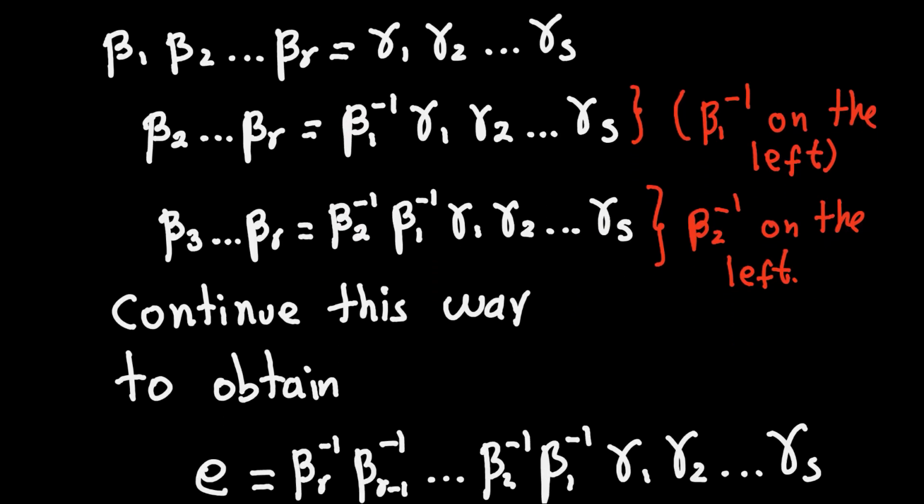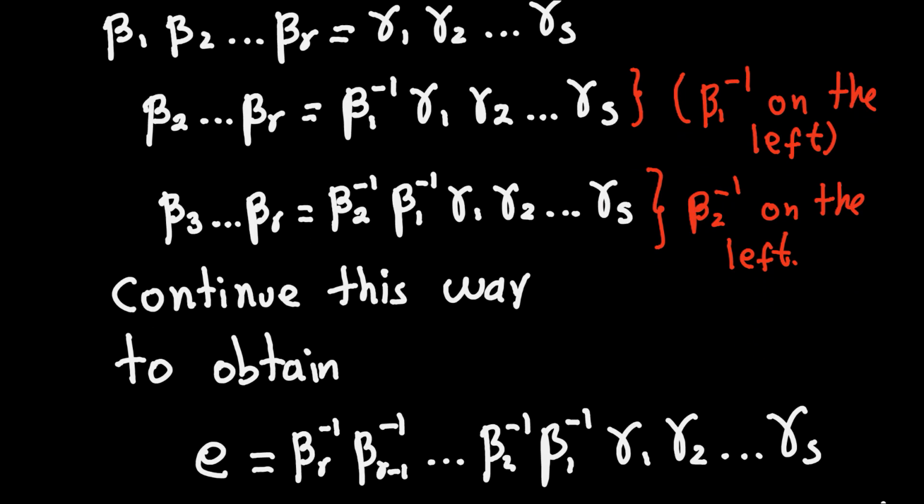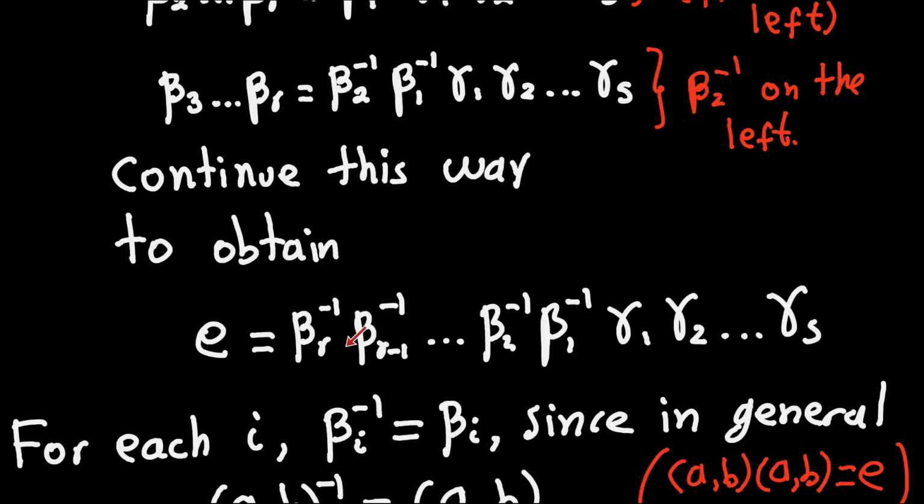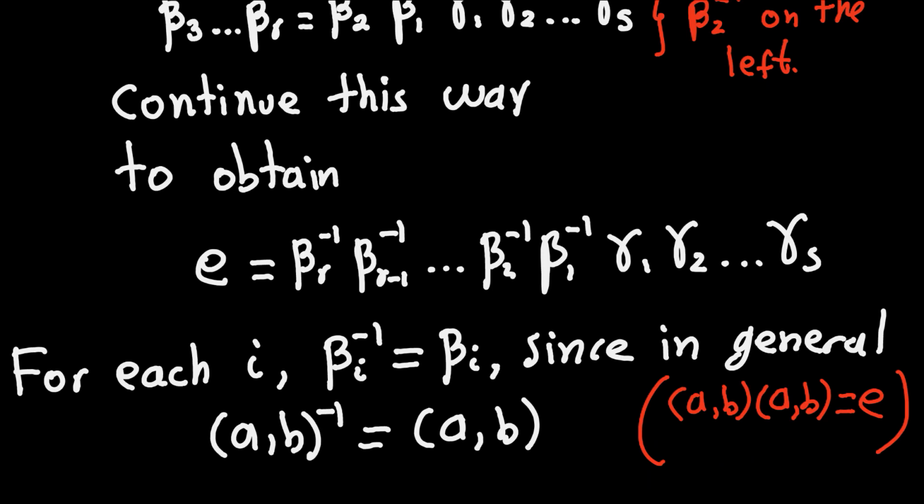Now, if you continue this way, if you keep composing on the left by beta 3 inverse, beta 4 inverse, up to beta r inverse, then on this side you are, of course, going to get the identity. And on this side you will get this product here. So you see gamma 1, gamma 2, up to gamma s are all here, then beta 1 inverse, beta 2 inverse, and so on until you get to the last one. So the identity is all of this.